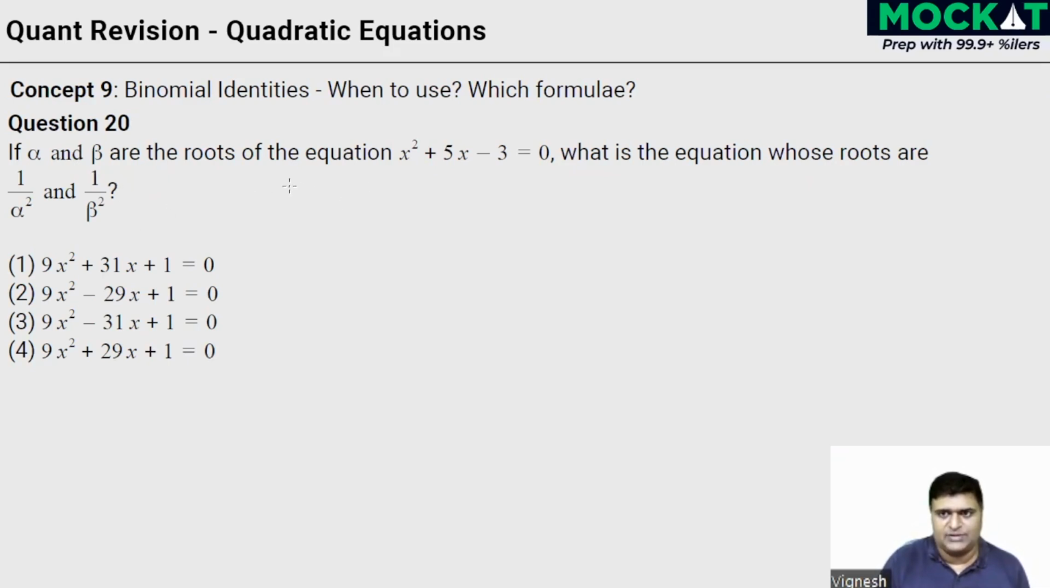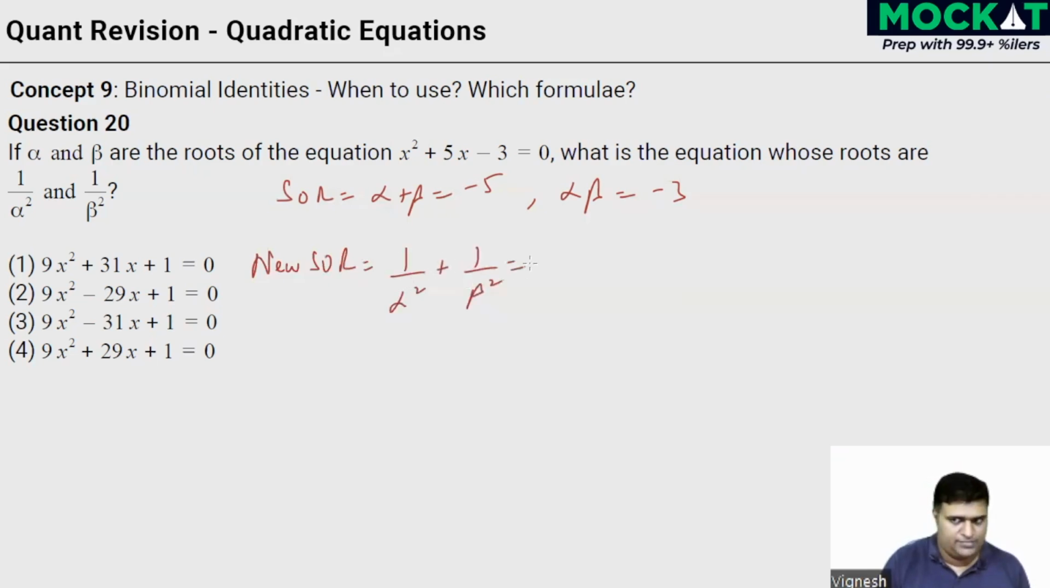So when we have this, we need to note down that the sum of roots, which is alpha plus beta in the first one, is minus b by a, minus 5 by 1, which is minus 5. And what is alpha beta? That's the product of roots. That's c by a, which is minus 3 by 1, which is minus 3. Now, I need to find a new equation where the new sum of roots is 1 by alpha square plus 1 by beta square, because those are the two new roots.